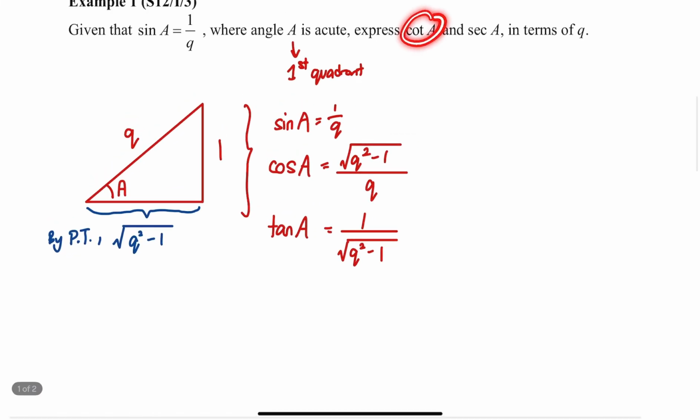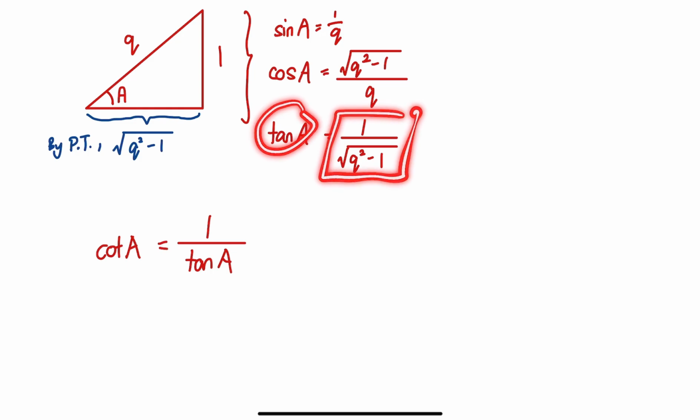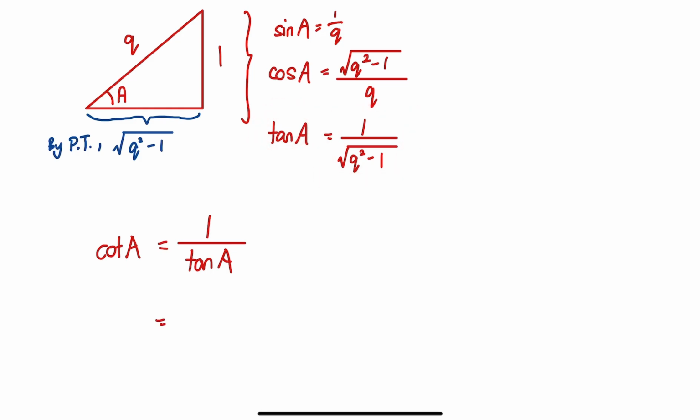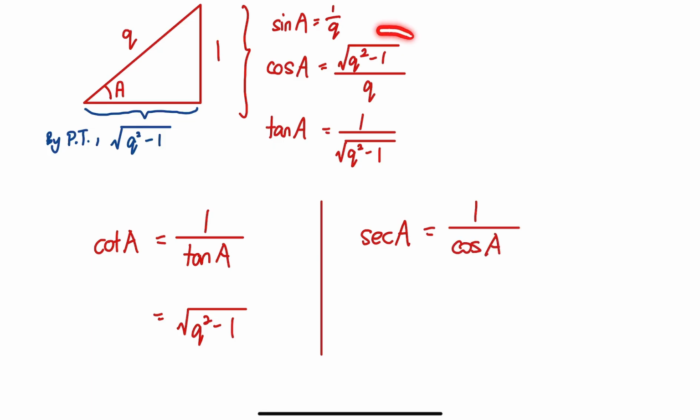Now let's look at the part where we are supposed to find cotangent A and secant A. Very simply, cotangent A is defined as 1 over tangent A. Remember, look at the third letter. Since tangent A is 1 over square root of Q square minus 1, cotangent A is the reciprocal of tangent A, which is simply square root of Q square minus 1. This is your answer for cotangent A. Next part, secant A. Look at the third letter, this is 1 over cosine A, so it is a reciprocal of cosine A.